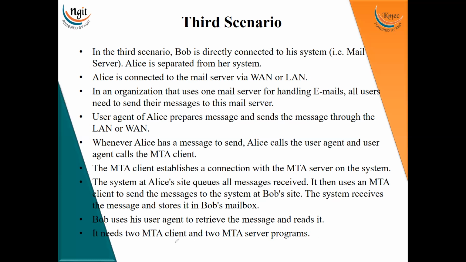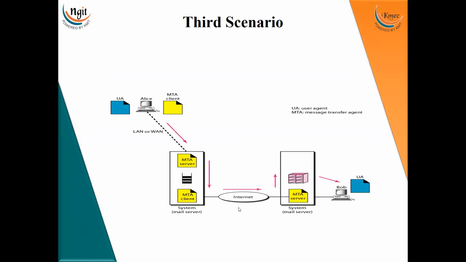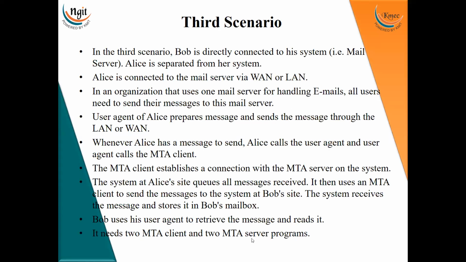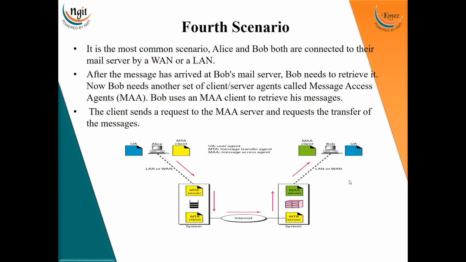Here, we need two MTA clients as well as one MTA server program. Otherwise, we can have two MTA clients and two MTA servers also. Whenever we are working with the fourth scenario, we have the complete development. In the first scenario, we have only one system with a client and server, Bob and Alice. In the second scenario, we have one for the client, one for the server. In the third scenario, we have two clients and two servers. That means it works within the local area network.